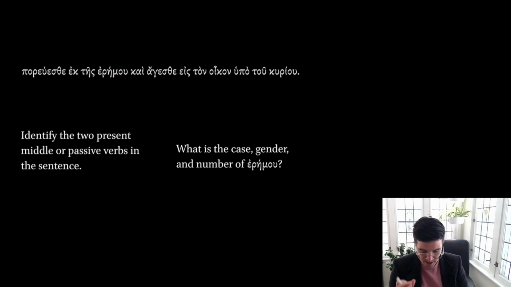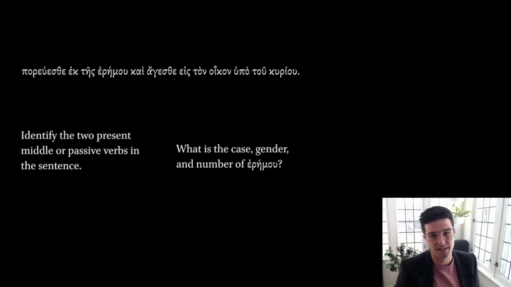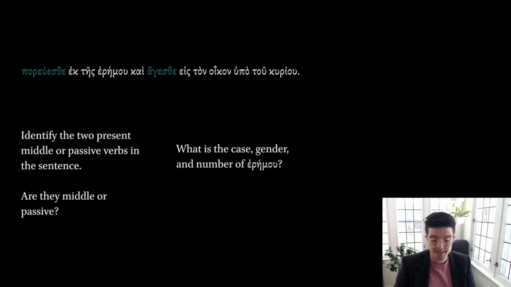And then the next question is going to be to identify the two present, middle, or passive verbs in the sentence. So sort of more on topic of what we're doing in this video rather than past recall of material. Go ahead and pause and see if you can figure out what the two different middle or passive verbs are here. So they are going to be poreuesthe and agesthe. And then the next question that we're going to ask is, are they middle or passive based on what you find in the sentence? So go ahead and pause, see if you can figure out if each one is middle or passive.